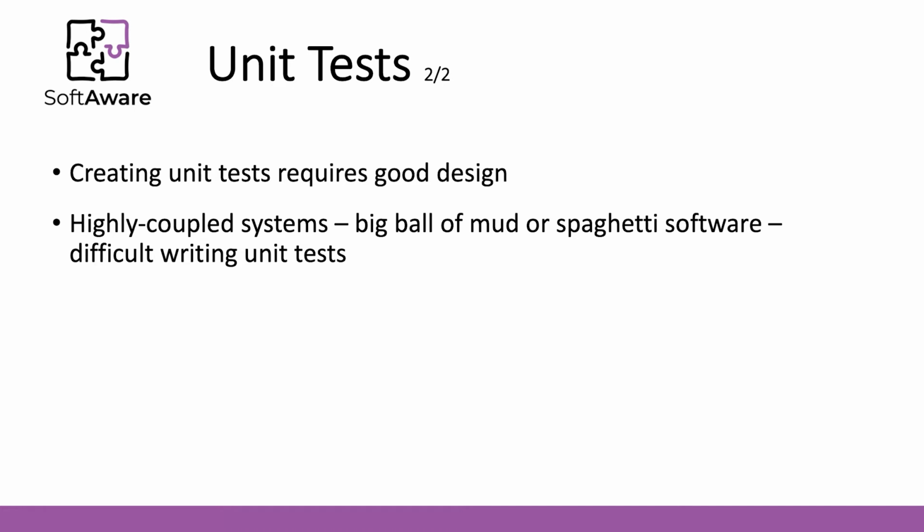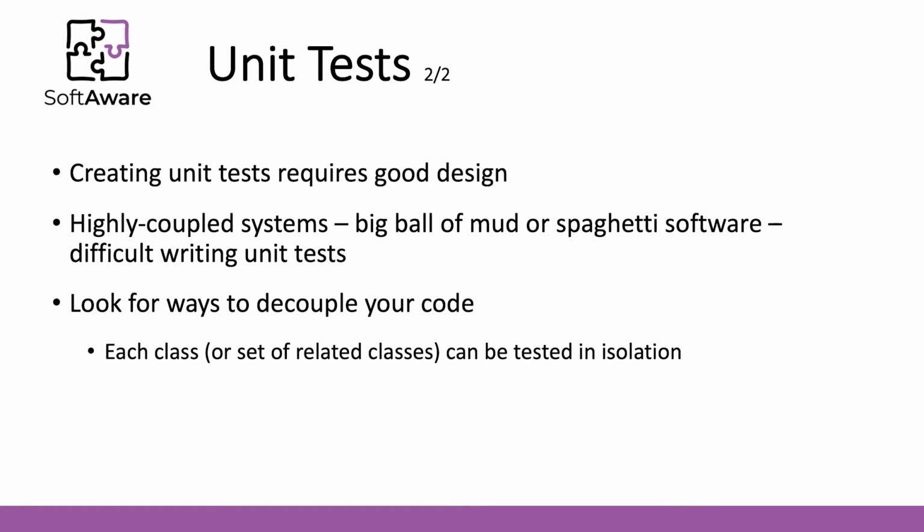Highly coupled systems are difficult to test. A big ball of mud or spaghetti code in software makes it extremely hard to write small, dedicated, and specific unit tests. This implies that we should look for ways to decouple our code, and this also takes practice. A hint is to try to separate each class or set of related classes so that it can be tested in isolation. Make your design simple. Simplicity is key in unit testing.